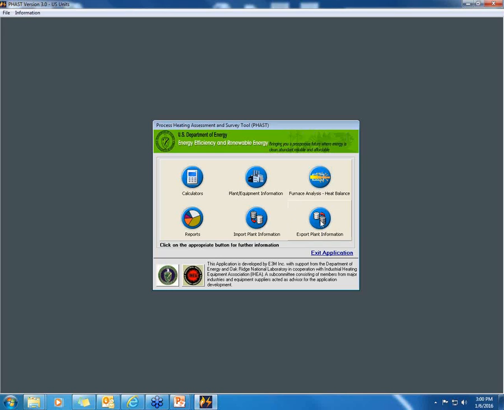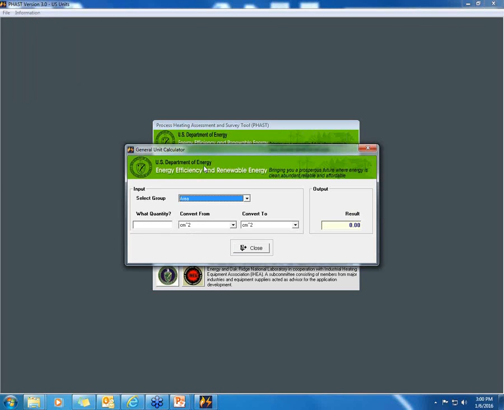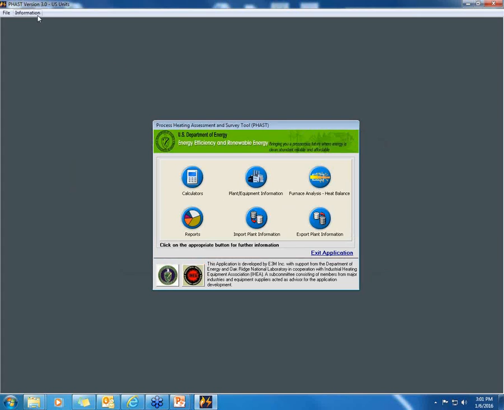import plant information and export plant information. At the same time, along with these buttons, in the top left corner, you have other options. Under information, you have the unit converter. If you click on that, it shows you the unit converter: area, density, energy. So different types of units you will be able to convert, from BTU to joules or kilowatt hour to BTUs, those kinds of things.